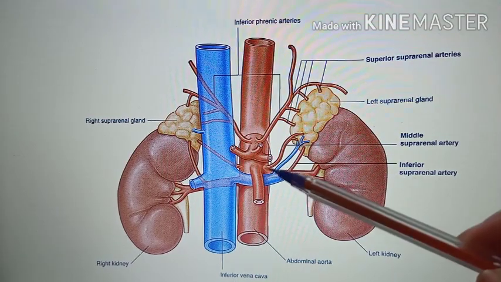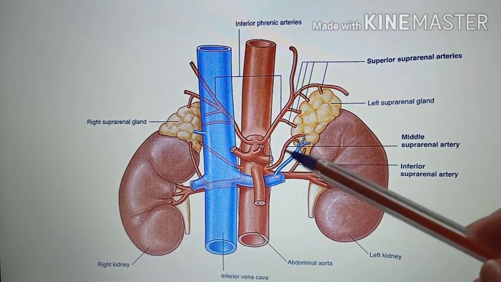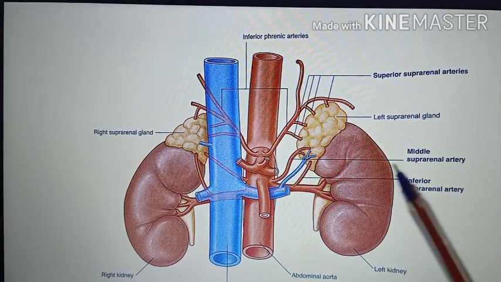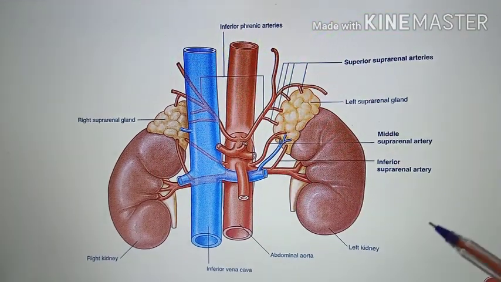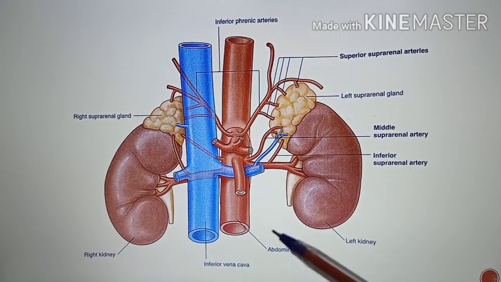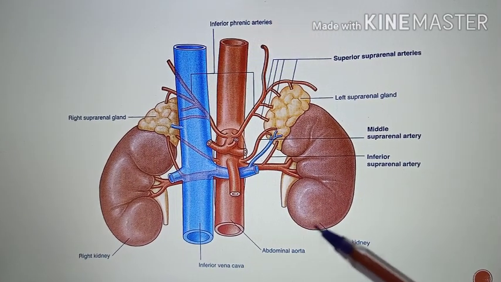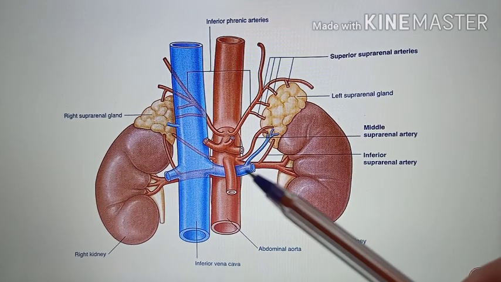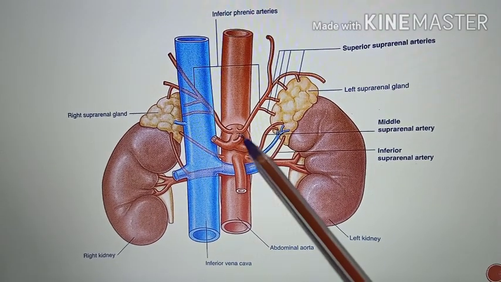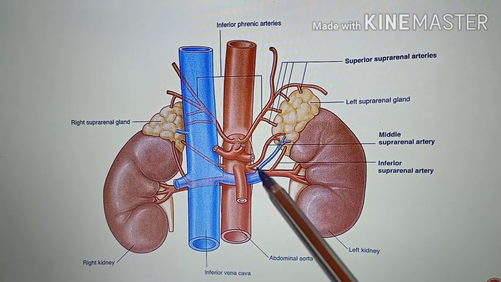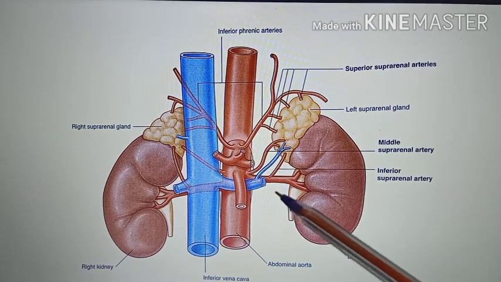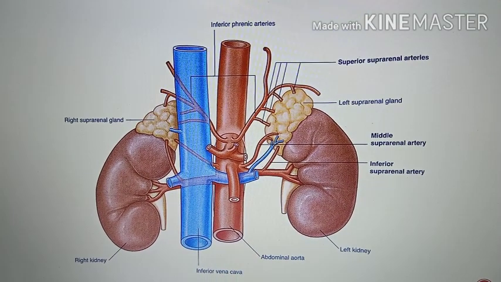So each artery passes laterally and slightly upwards over the corresponding crus of the diaphragm to supply the suprarenal gland. Now coming to the third lateral branch, that is the renal artery. They are large paired arteries which arise just below the level of origin of the superior mesenteric artery. You can see this is the celiac trunk, this is the superior mesenteric artery, this is the renal artery. The renal artery will lie at the level of the upper part of L2 vertebra.